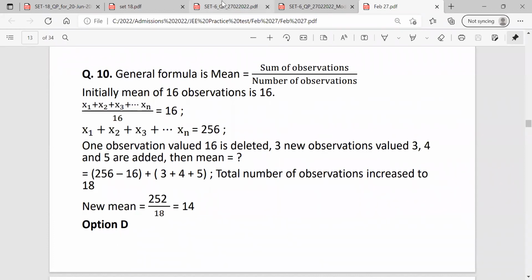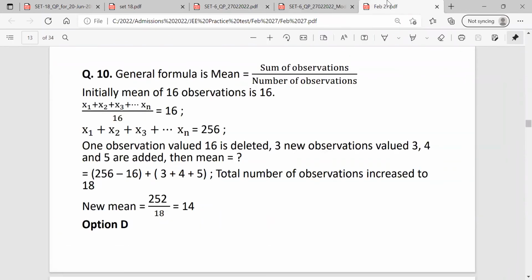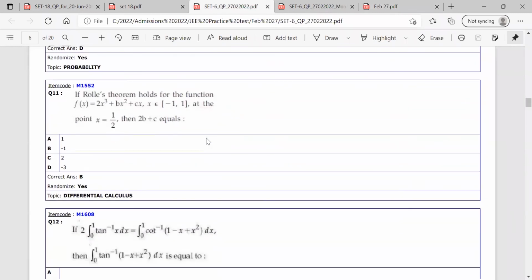So this is an easy question to solve, right? The correct answer is 14. So we have the option as option D. Now moving on to the next question. I hope you all are having an idea.